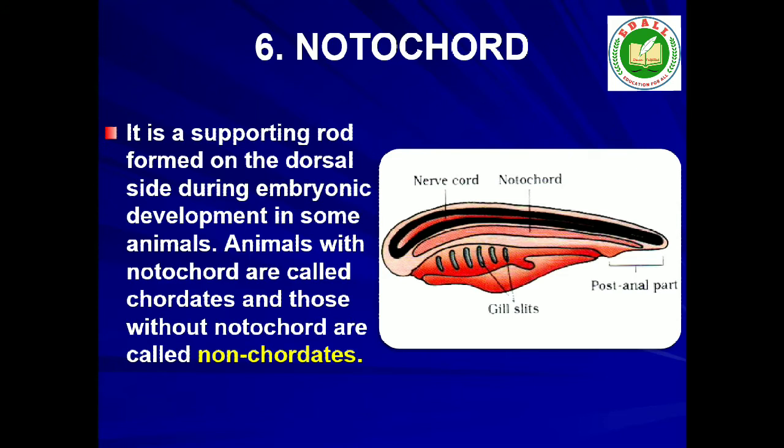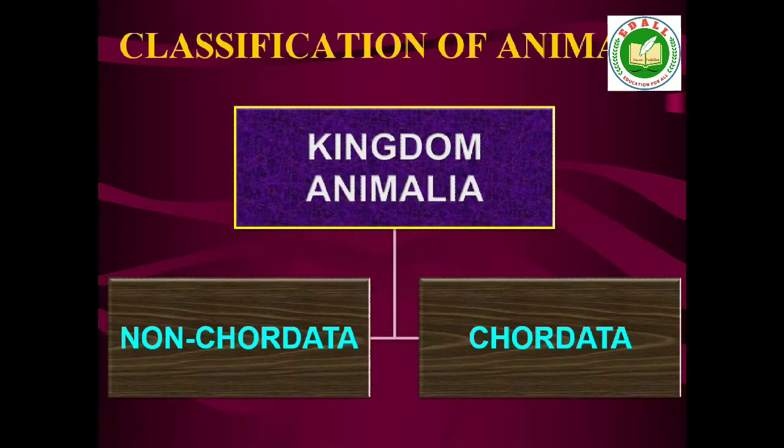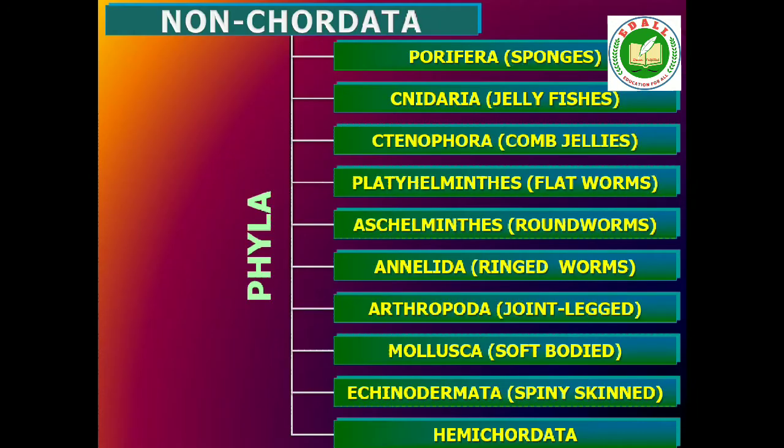Notochord is a mesodermally derived rod-like structure formed on the dorsal side during embryonic development in some animals. Animals with notochord are called chordates, and those animals which do not form this structure are called non-chordates, for example, Porifera to echinoderms. 4.2 Classification of Animals. The broad classification of Animalia based on common fundamental features.